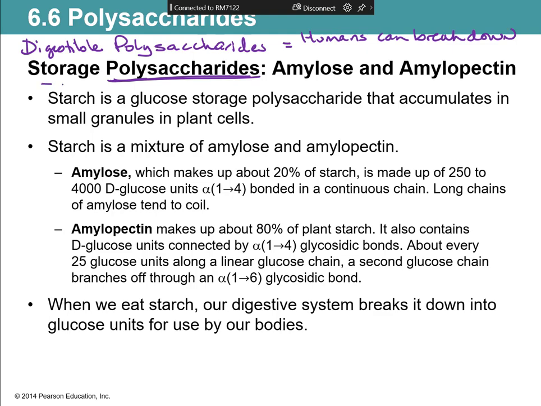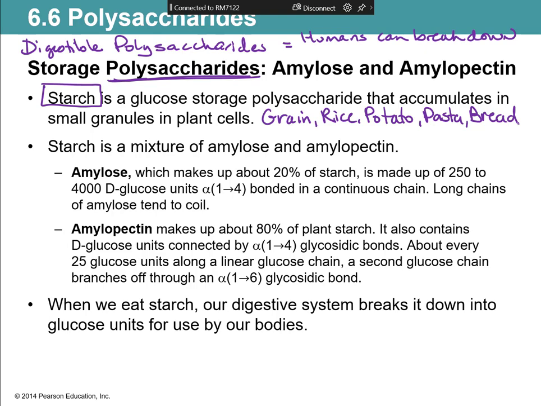So starch is the first one. So starch is found in granules of plant cells. So they are in all of your grains, rice, corn, potatoes. So that includes things like all of your breads, pasta. They are all going to contain different types of starch. So wheat makes a starch, oats make starch, barley makes starch, rice, potatoes.